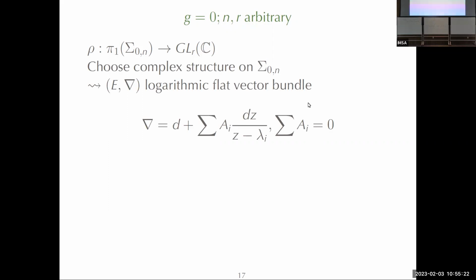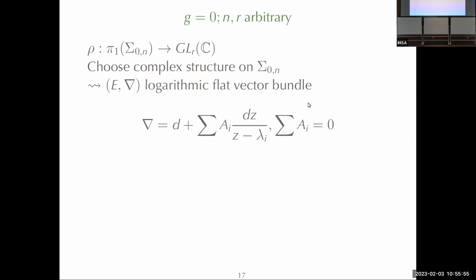Well, to this data, if you choose a complex structure on P1 minus n points, and maybe I'll choose it so that infinity is not one of the n points, you can get a logarithmic flat vector bundle on your genus 0 curve. For simplicity, I'll assume E is a trivial vector bundle, and then the connection will have this form. I'm also going to assume, just for simplicity, that the sum of the A_i's, the sum of these residue matrices, is 0. That has the effect of forcing the monodromy at infinity to be trivial.